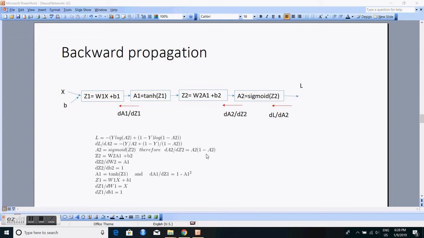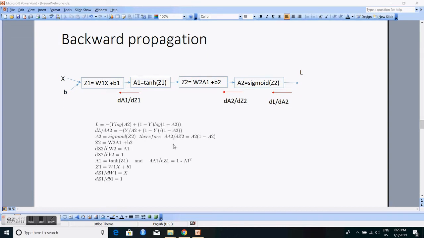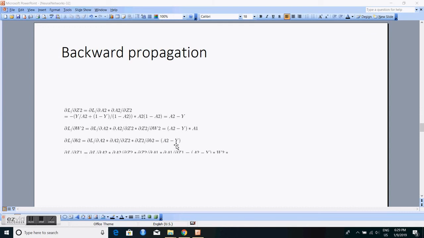If we use sigma for the sigmoid, then d sigma by dz is equal to sigma into 1 minus sigma. Similarly, since Z2 is equal to W2 A1 plus B2, dZ2 by dW2 is equal to A1, since B2 becomes a constant, and dZ2 by dB2 is equal to 1, and A1 is equal to tanh Z1. We have already proved that dA1 by dZ1 is equal to 1 minus tanh squared, which can be written as 1 minus A1 squared, and Z1 is equal to W1 x plus B1. Therefore dZ1 by dW1 is equal to x, and dZ1 by dB1 is equal to 1. So these are the results we will use in the actual backward propagation computation. These are the more detailed derivations of the backward propagation computation.